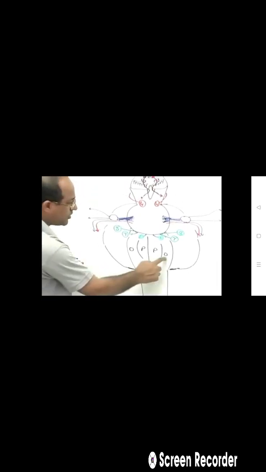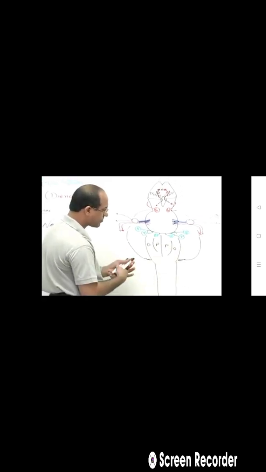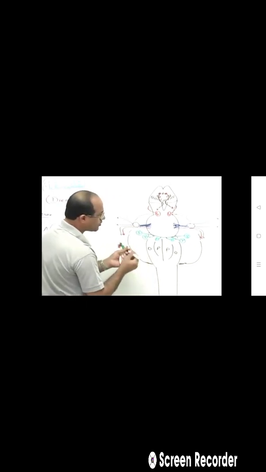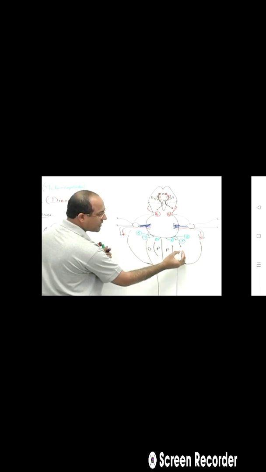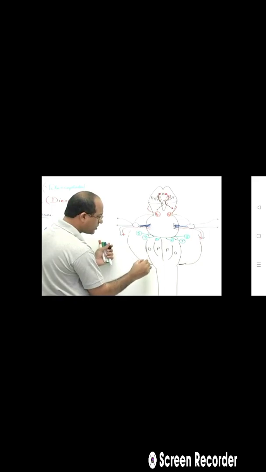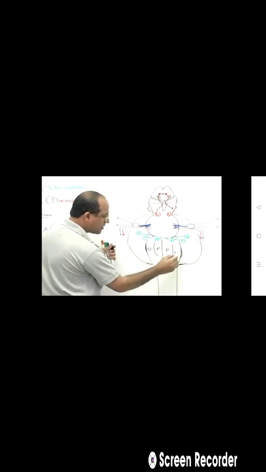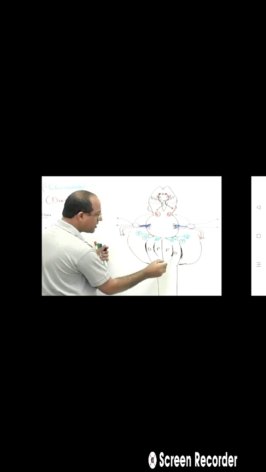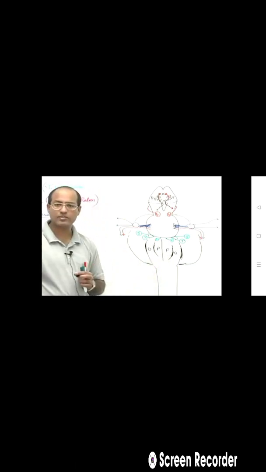Now, this is the olive. What was the nerve here? Eighth nerve. Just below the eighth nerve and behind the olive, this sulcus is called the post-olivary sulcus. What is the name of this sulcus? Post-olivary sulcus. And this one between the pyramid and the olive is called the pre-olivary sulcus.